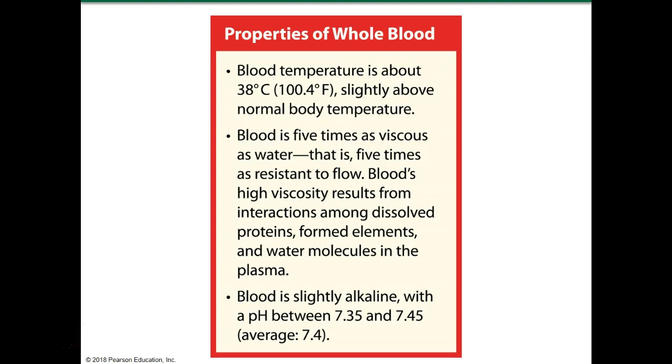Some of the properties of whole blood. Blood temperature is usually about 38 degrees Celsius or 100.4 degrees Fahrenheit, a little bit higher than your core body temperature. Blood is also 5 times as viscous as water, so very resistant to flow, and it's because of the dissolved proteins and the formed elements in water molecules. Blood is also slightly alkaline. The pH is between 7.35 and 7.45, and you'll want to remember that.